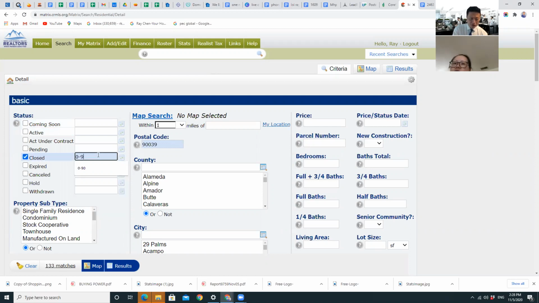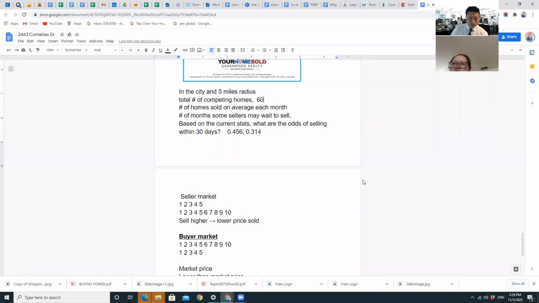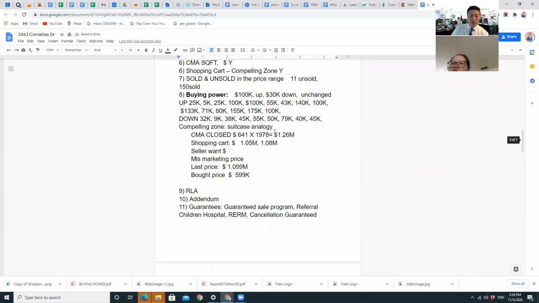Change to 90 days and divide by 3. So 80 divided by 3, you know what I mean, right? So 26. So 60 divided by 26 is 2.3. That means it's going to take them 2.3 months to sell the home at this price.